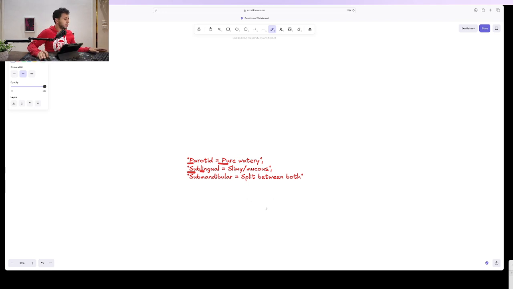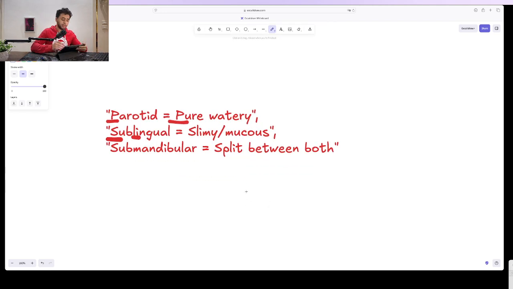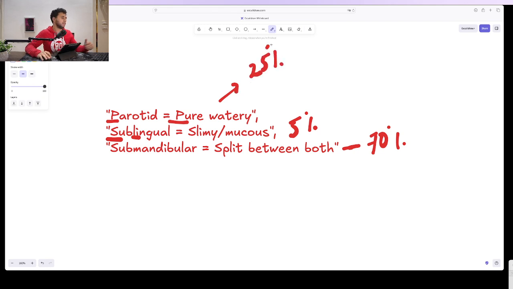Regarding the amount, let me just zoom in so that I can write. The highest is the submandibular. It produces 70% of the saliva we produce every day. Sublingual is the least, at 5%, and the parotid is in between, at 25%.